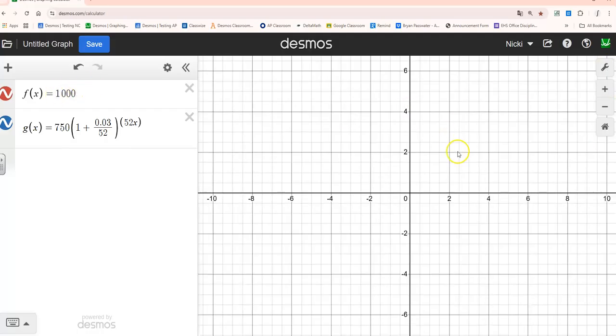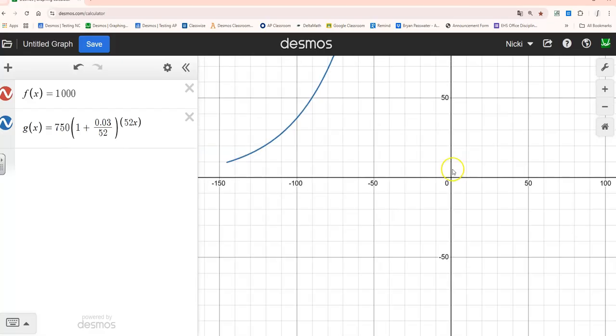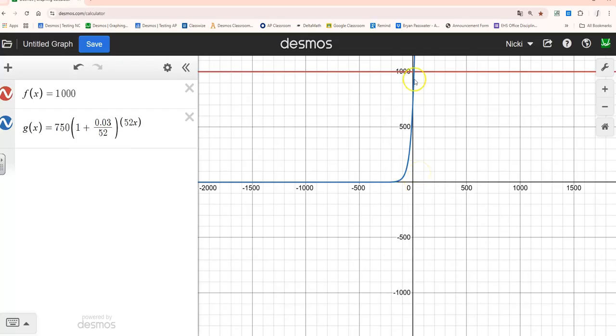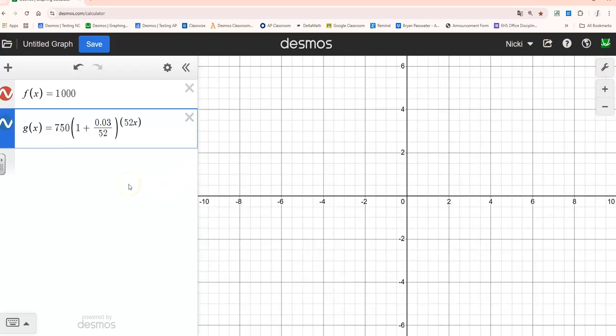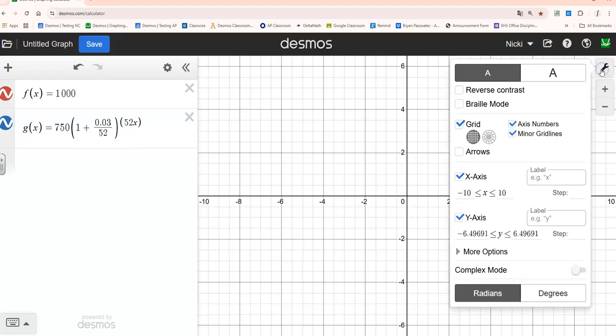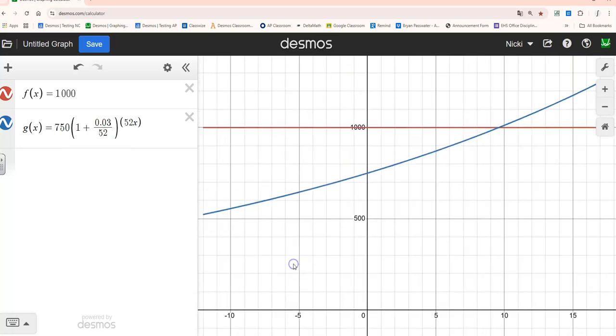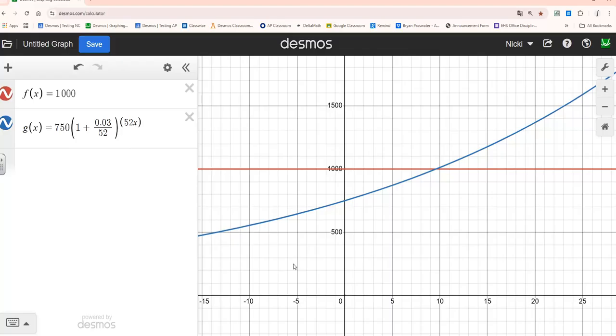So you can zoom out, but it gets really distorted if you zoom out. What I would suggest, because these aren't the biggest numbers and we're going to have numbers that are bigger, is to hit the wrench right here. You know your y needs to go up to at least 1,000, so just change the y and then zoom out from there and you'll get a better picture that's not so condensed. And so we've got 9.592.